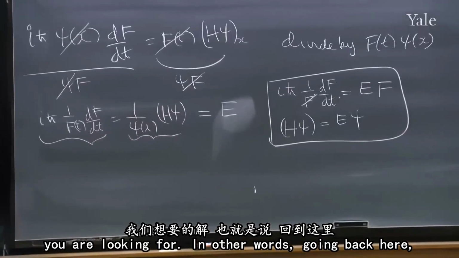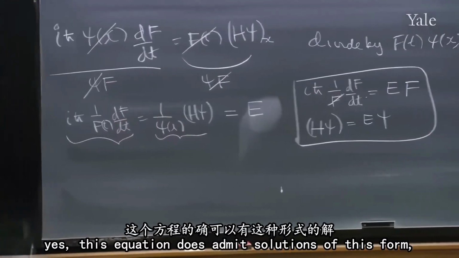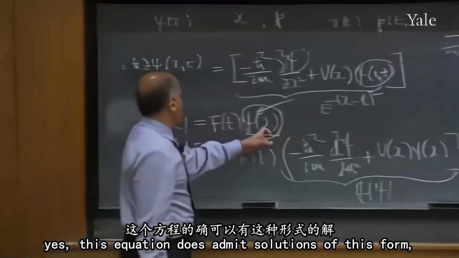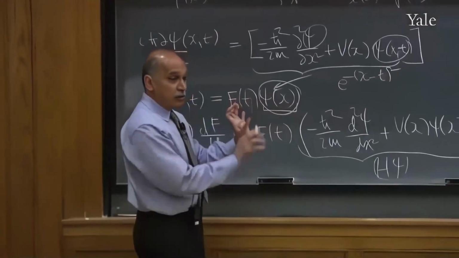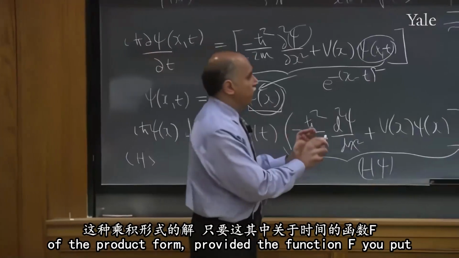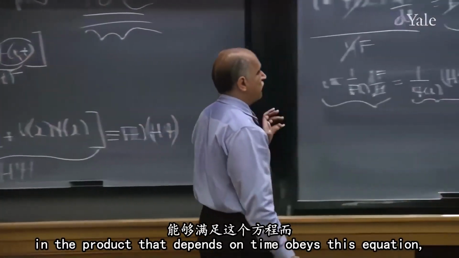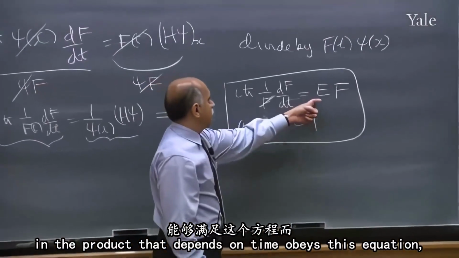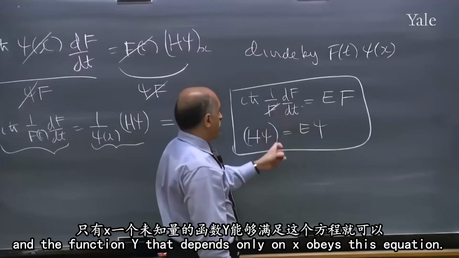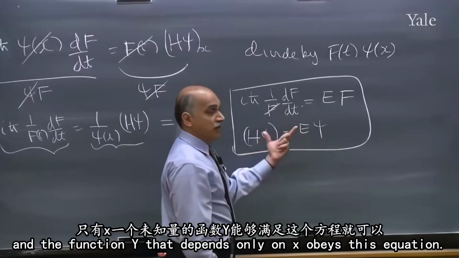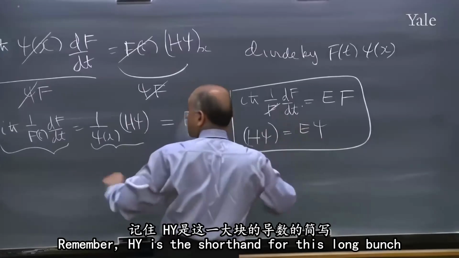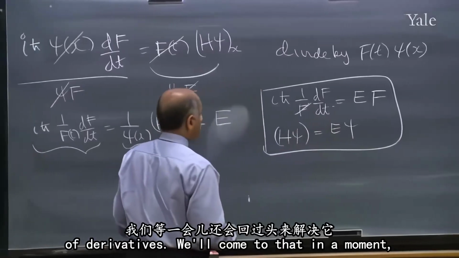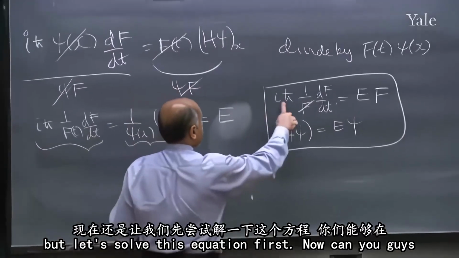In other words, going back here, yes, this equation does admit solutions of this form, of the product form, provided the function f you put in the product that depends on time obeys this equation, and the function psi that depends only on x obeys this equation. Remember, Hψ is a shorthand for this long bunch of derivatives. We'll come to that in a moment. But let's solve this equation first.